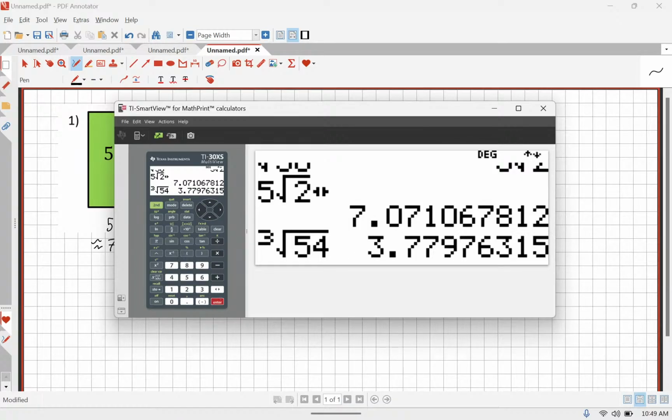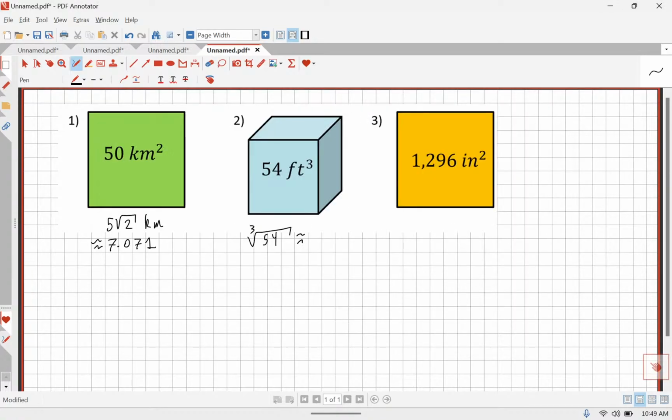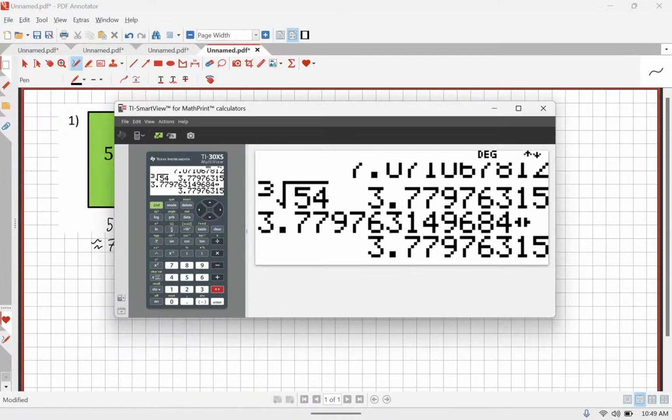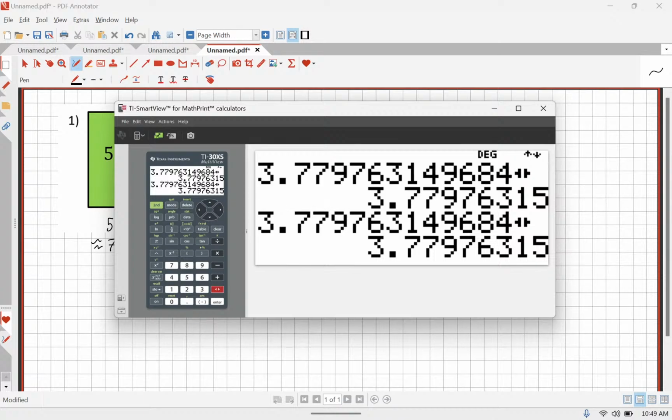3.7797. People hate rounding that to the nearest thousandth because after the 9 comes a 7, which means we need to round a 9 up to a 10, and that turns that 7 next door into an 8. 3.78. So it's about 3.78. Now, if you ask your calculator to please give that to me exactly, your calculator says no, even if you ask pretty please. So we have to reduce this manually.